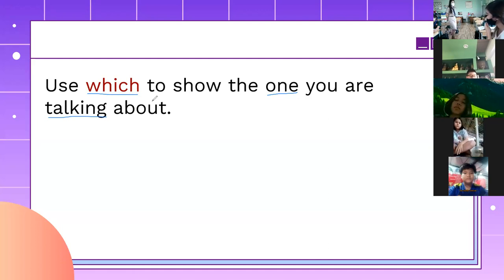Okay, you understand? So for another example, I have here the hat. This hat is for Christmas, which, so I am talking about this hat, right? So which is color red? Okay, did you understand?